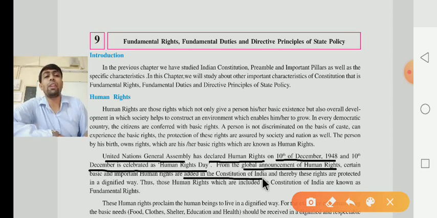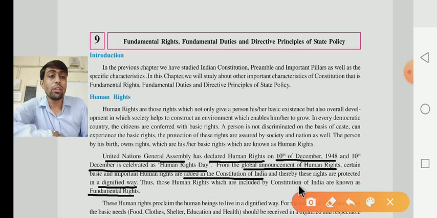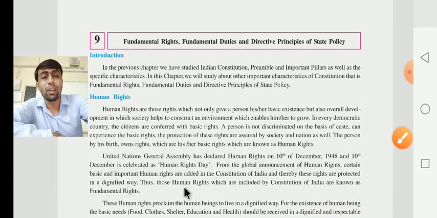the Constitution of India, and that's why some basic as well as important human rights are added in the Constitution of India, and thereby these rights are protected in a dignified way. Thus those human rights which are included by the Constitution of India are known as fundamental rights, and that's why we can say that whatever human rights are included in the Constitution of India are known as fundamental rights.